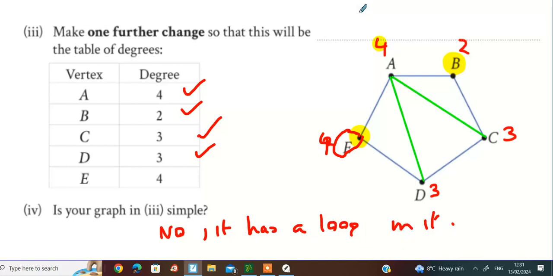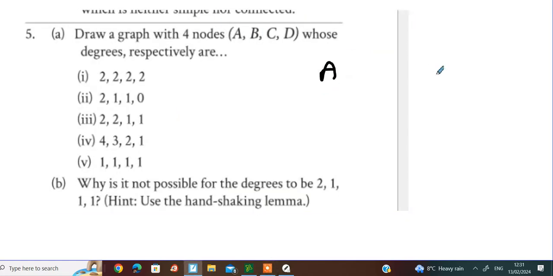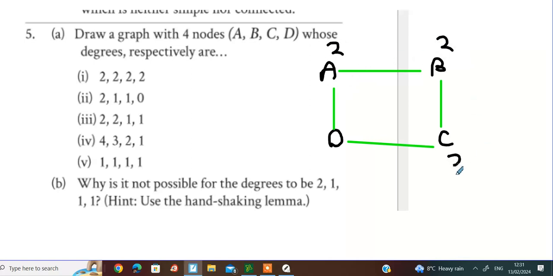Okay, happy days. Draw a graph of 4 nodes. So we'll go for A, B, C, and D. Draw one that has 2, 2, 2, 2. This one here has 2 edges incident on each vertex. So basically 2 lines coming out of each corner. And that's a 2, 2, 2, 2 one. And so that's question 1 done.